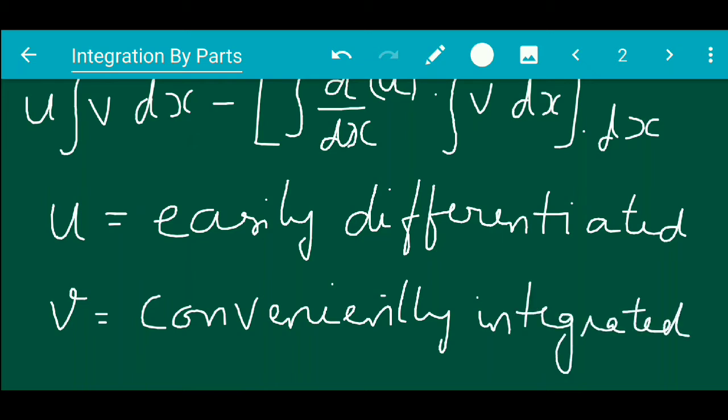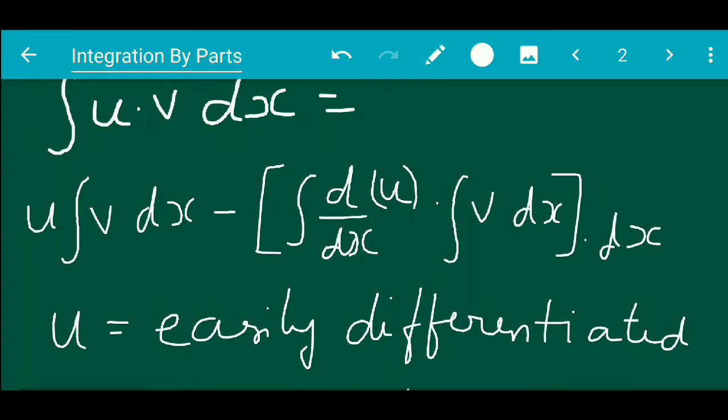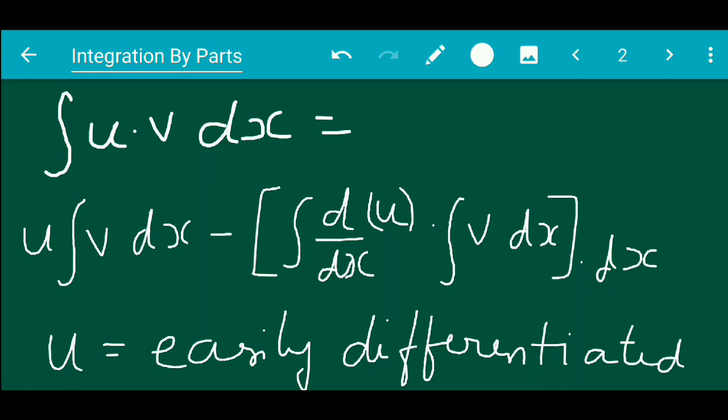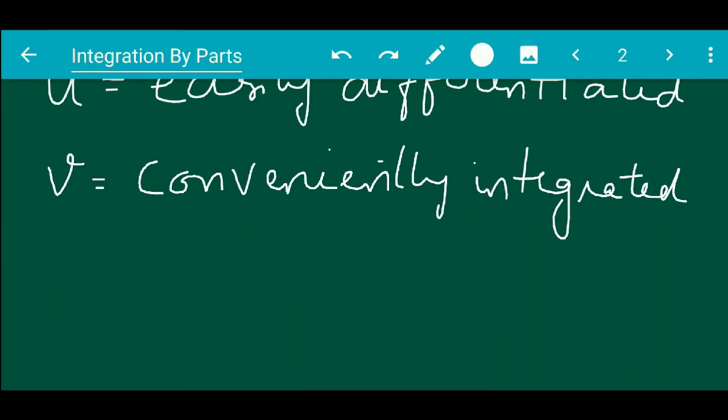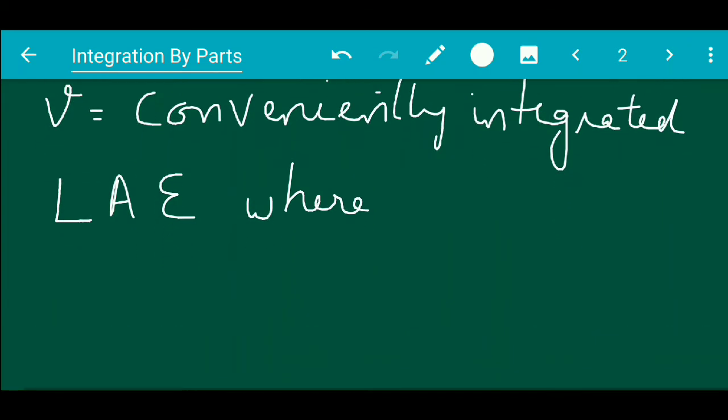So we have to keep this in mind while choosing which is u and which is v in the given formula u into v. Okay. Now to make it easier for us to choose properly u and v, we can remember a particular rule actually. We can remember this sort of acronym called LAE, whereby we choose the first function as that function which comes first in this word LAE, where L is a logarithmic function.